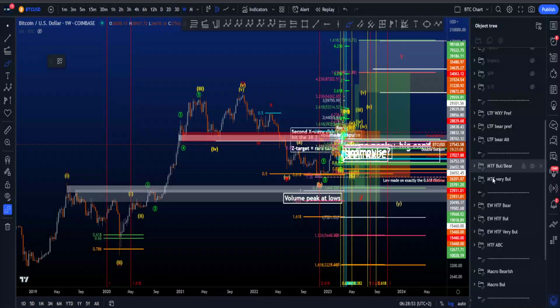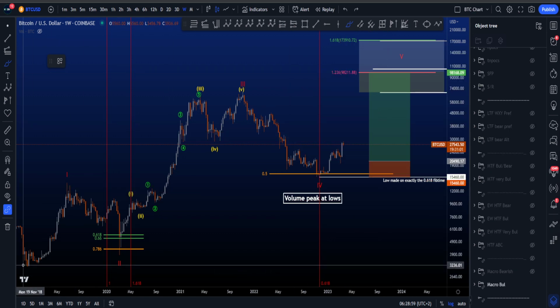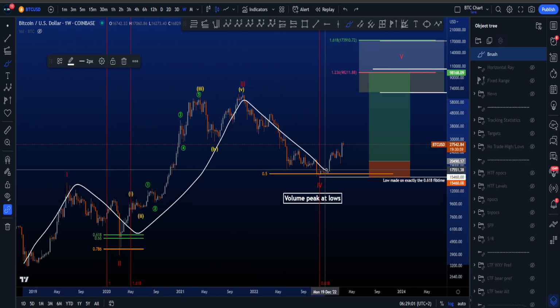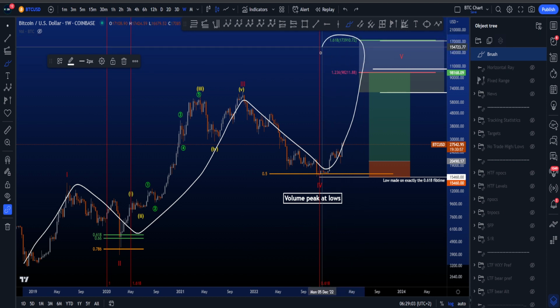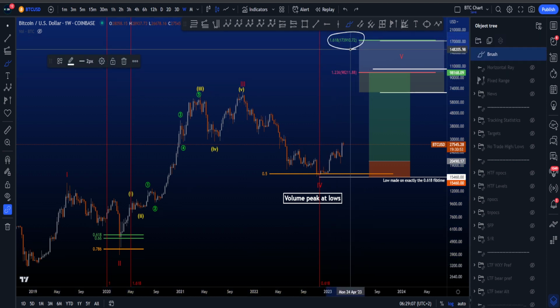Hi everyone, let's go through my preferred and alternative scenarios, including potential trading setups, starting with the bullish scenario on the macro time frame, where this is a 1, 2, 3, 4, and now looking for a wave 5 to the upside with prices of at least 98k all the way to 174k.